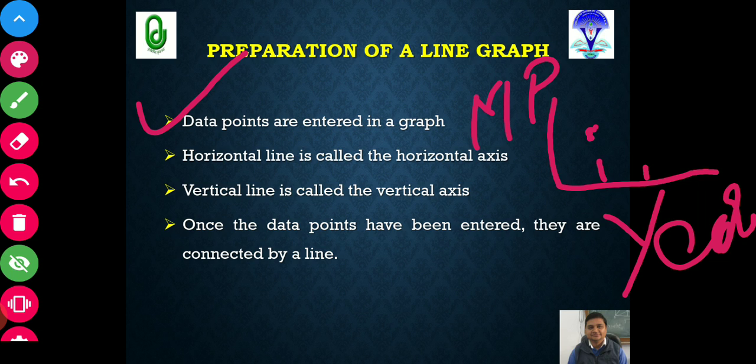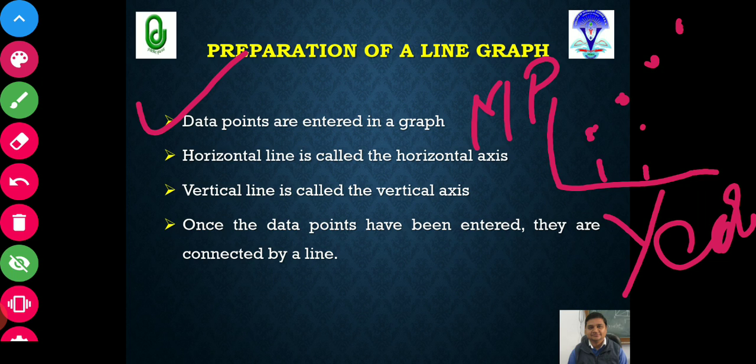In the year 2000, the milk production is 2500. So this is the data point. Then in year 2010, the milk production is 3000 liters, so here we put the data point 3000 liters, and in 2020 the milk production is 3000 liters. So here we put the data point. These are the data points that we have entered in the graph.